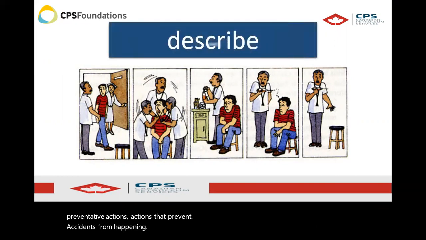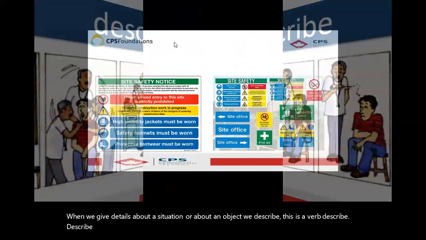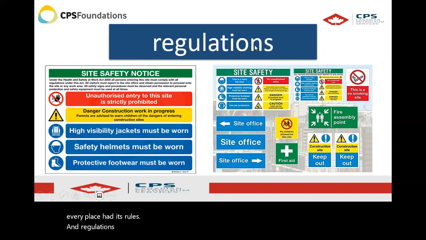When we give details about a situation or about an object, we describe. This is a verb. Describe. Every place had its rules and regulations. Regulations mean rules.